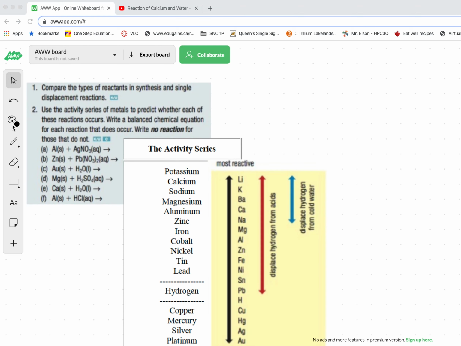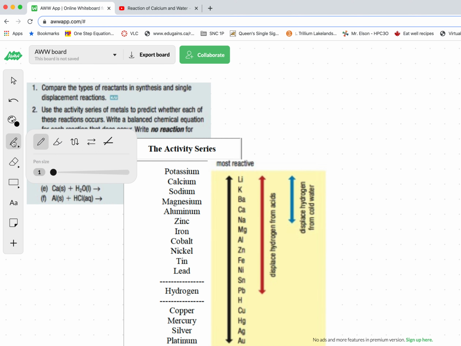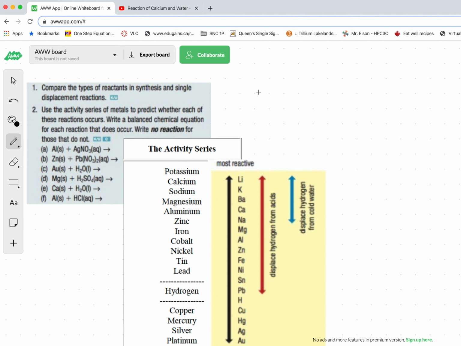Review questions for Module 6. I'll start with questions 1 and 2. Question 1 is asking to compare the reactants in synthesis and single displacement reactions. It's quite straightforward. We remember synthesis from Module 5, where it follows the pattern A plus B gives me AB.